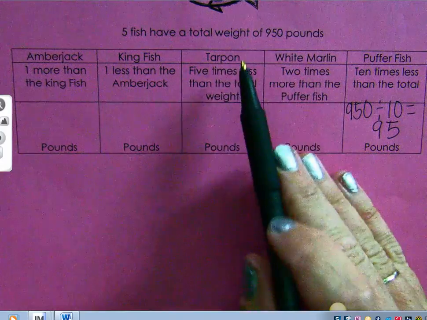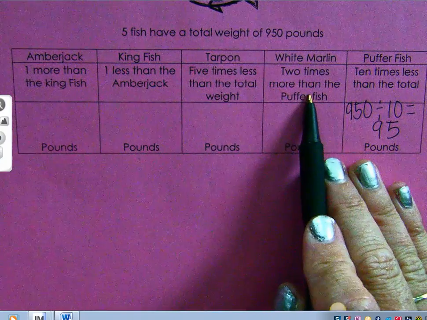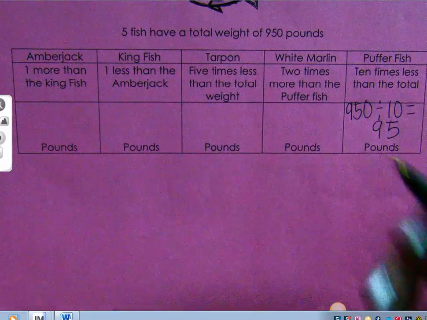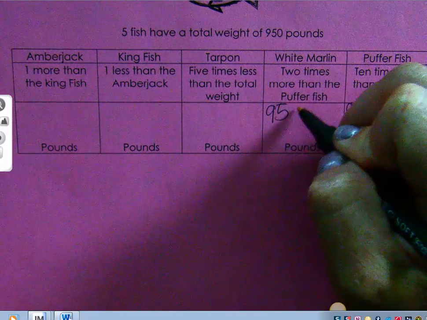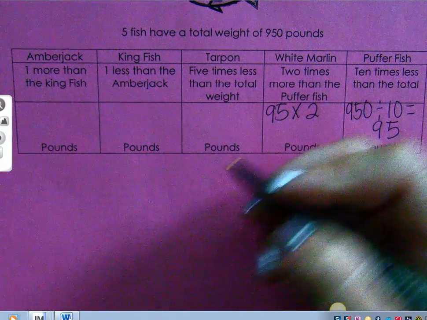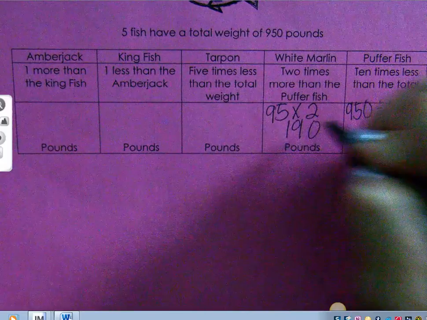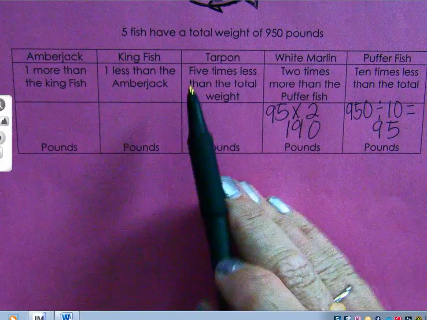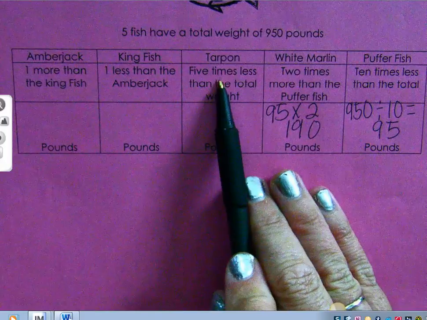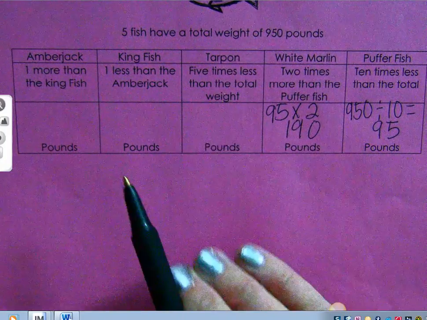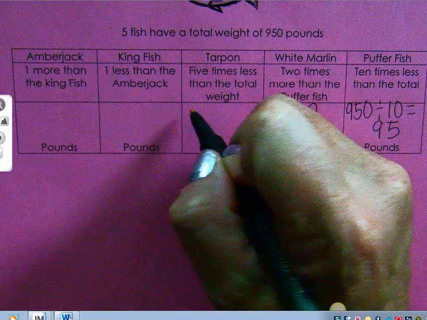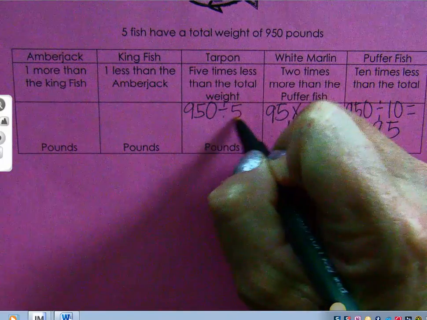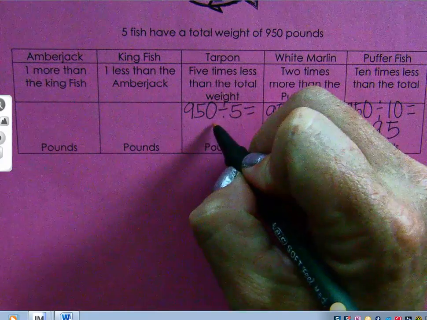The white marlin weighs 2 times more than the pufferfish. So if the pufferfish is 95, I can multiply that by 2, and that would give me 190 pounds. So the white marlin is 190 pounds. The tarpon is 5 times less than the total. All right, so there's the total, and it's 5 times less, and that would give me 190 pounds.